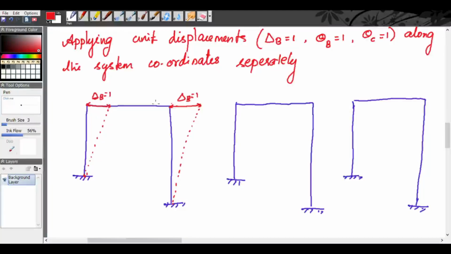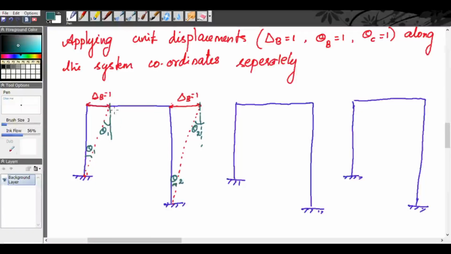Now, when you are applying delta B is equal to 1, what is the rotation at A, B, C and D? So your rotation components will be, this you can take as theta 1. So here this is theta 1 at A, right? And here also our rotation will be, you can take this as theta 2. So this will be equal to theta 2.